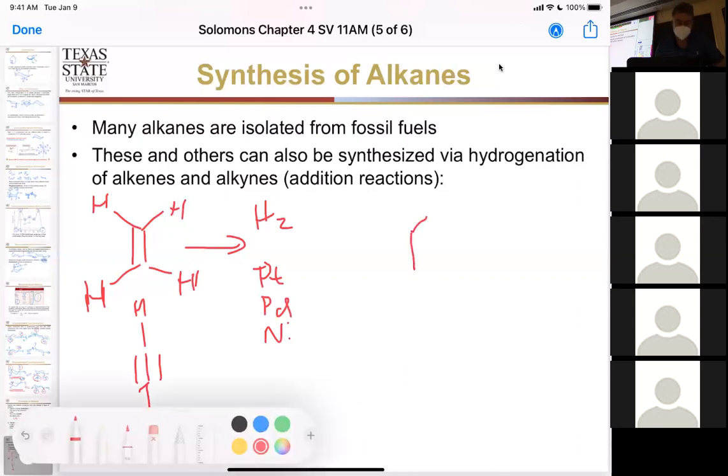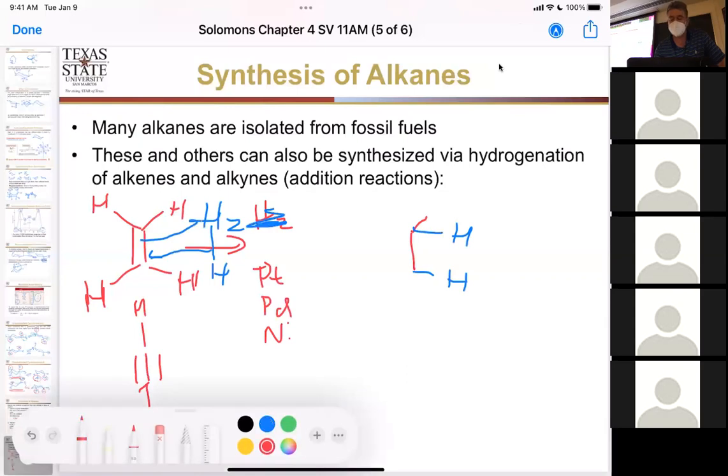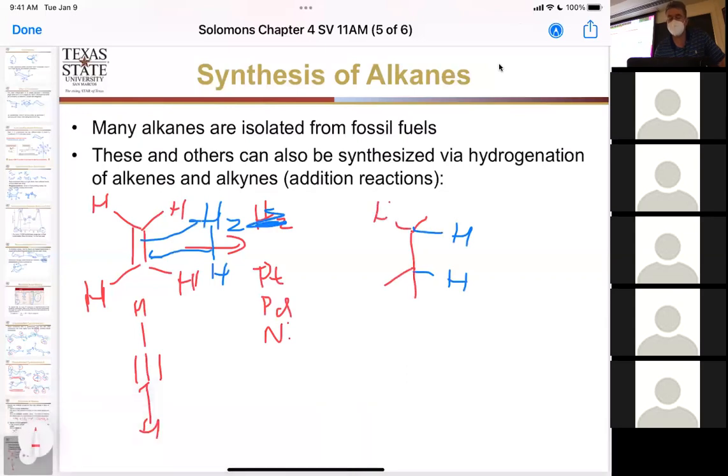in fact, I'm going to draw the hydrogen here in blue. So we're going to actually go where this comes here, this goes there, and we're going to add across that double bond to generate two hydrogens across that double bond. And then the other hydrogens are still there. So this is how we can make an alkane from a double bond. It's called reduction because we're reducing it from a double bond to only a single bond.